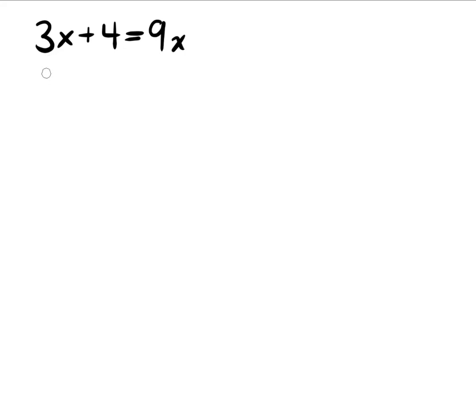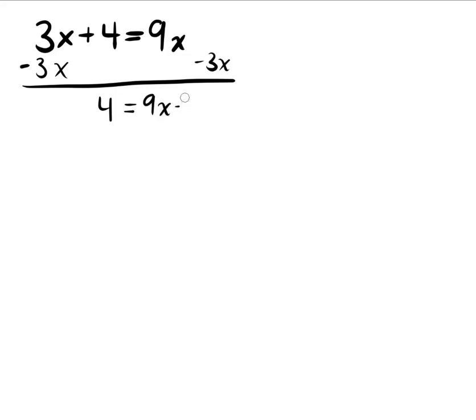So what I'm going to do is subtract 3x from this side, because 3x is being added to the 4, so I'm going to do the opposite. Since this is a positive 3x, I'm going to subtract 3x, right? Then I'm also going to do that on this side here, subtracting 3x. So now I have 4 is equal to 9x minus 3x.